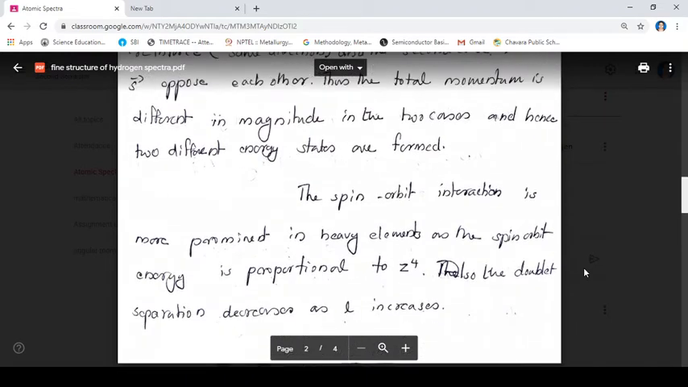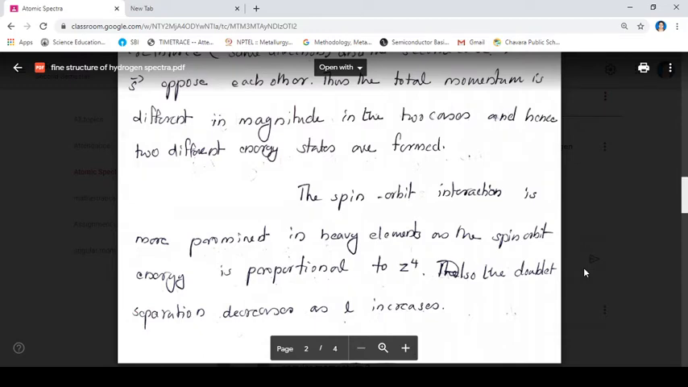So usually the spin orbit interaction is more prominent in heavy elements, as the spin orbit interaction energy is proportional to Z raised to 4, where Z is the atomic number. So once the atomic number is more, obviously the spin orbit interaction energy will be more. So in the case of hydrogen, its effect is less, whereas in the case of heavier atoms, its effect is more.